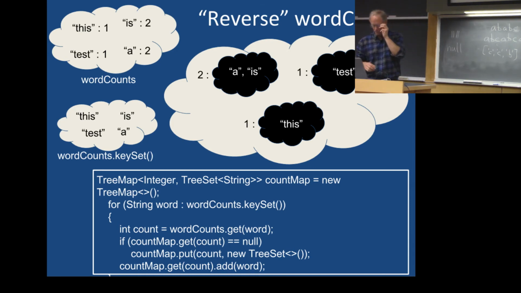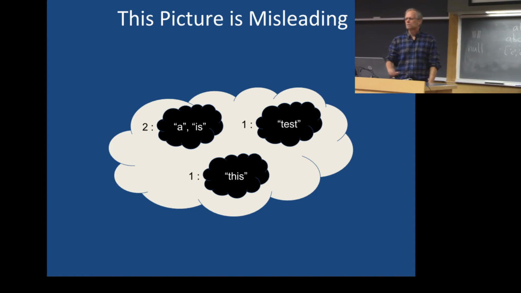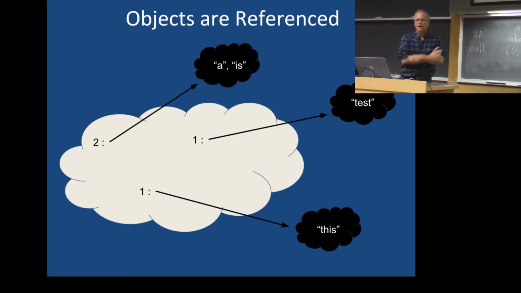Okay, now, this picture here is kind of misleading, besides the fact that it's just plain wrong. What's misleading is it looks like the black clouds are physically contained inside the white clouds. Actually, that's closer to the truth: the white cloud contains references to the black clouds. And because of the way objects work, well, let me say, how else could we fix this up? Those numbers there, the 2 and the 1, aren't ints, they're actually Integer objects. Are they contained by the black cloud?